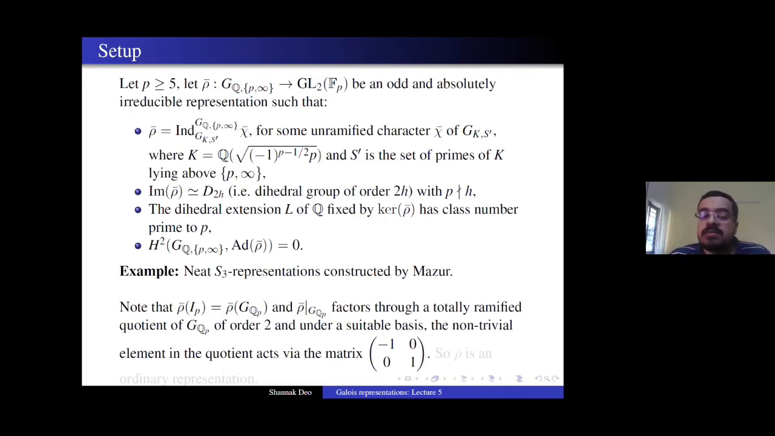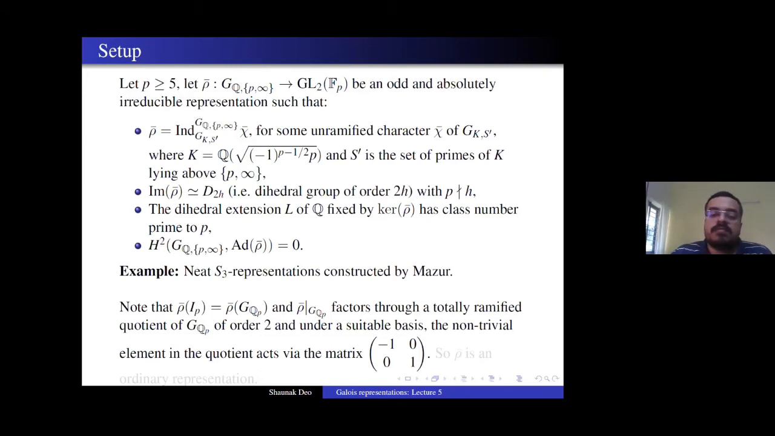So rho bar of I_p is rho bar of G_{Q_p}, and rho bar restricted to G_{Q_p} factors through a totally ramified quotient of G_{Q_p} of order 2. And under a suitable basis, this non-trivial element is (-1, 0; 0, 1). So the quadratic extension is the extension where p is ramified, and after that everything is unramified. So we get this from that right away.